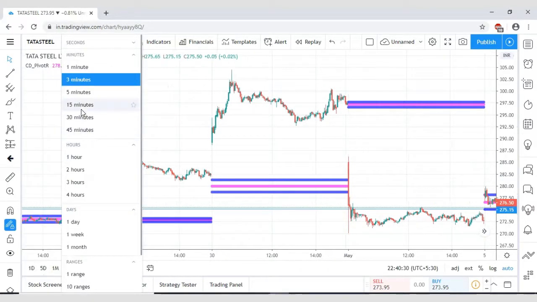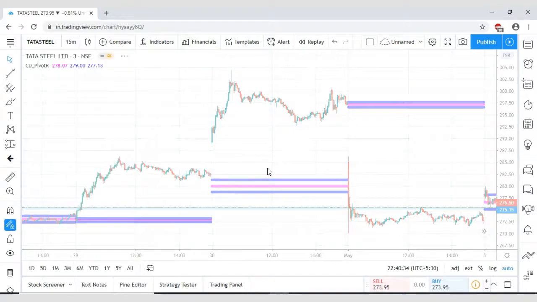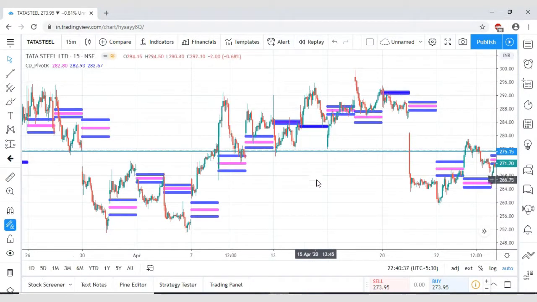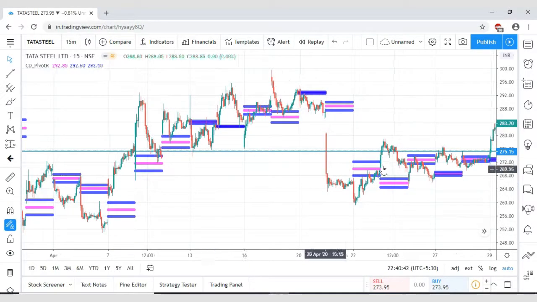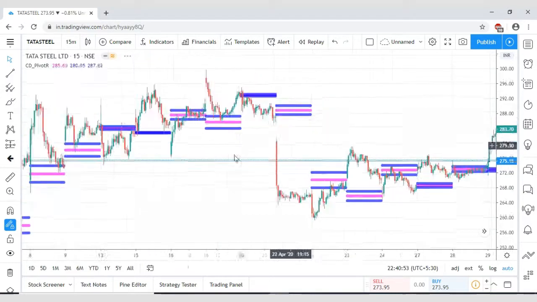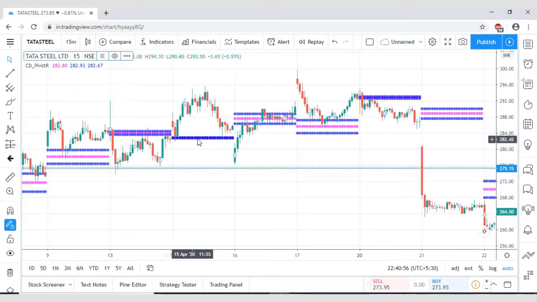Let me get into the 15 minutes. Yeah, we got it now. See, there is a gap between the range. If you see closely here, can you see any lines here? Can you see any lines? Only the blue line you can see, am I right?